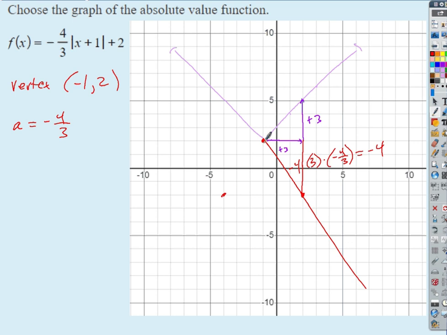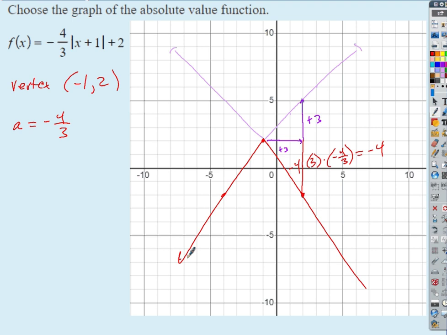Right? You see why we want to use that point? Because it's convenient.